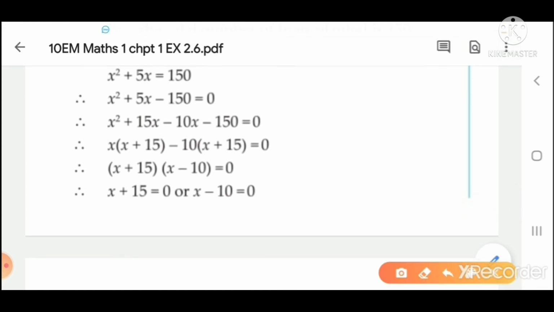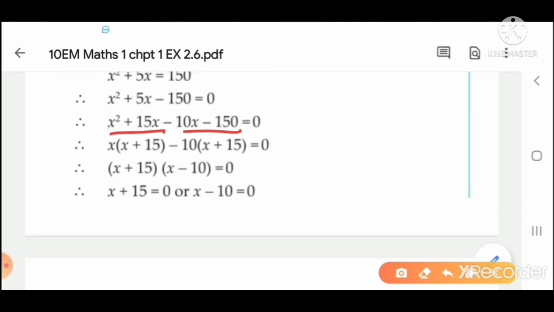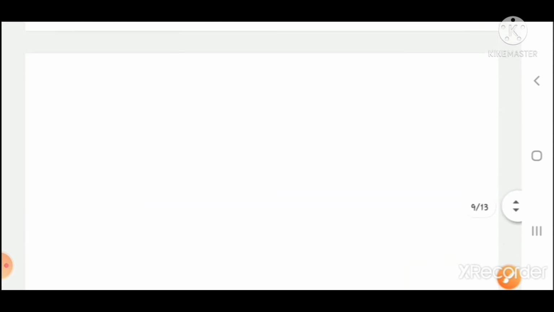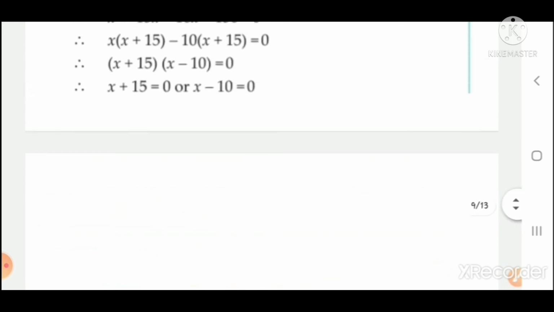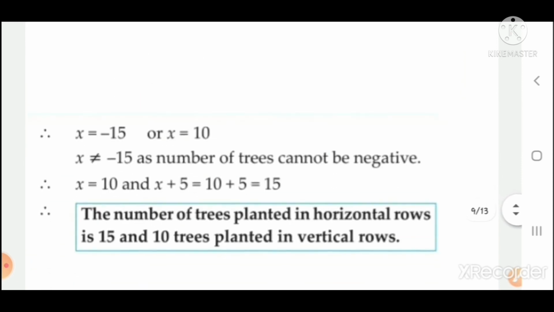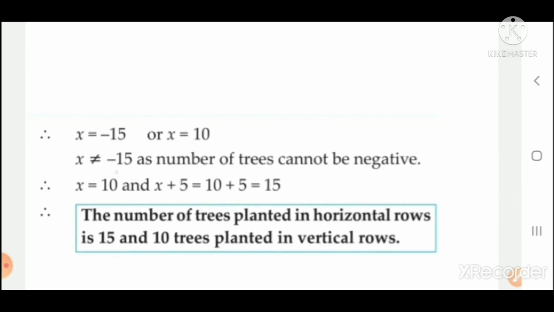Then you have to take out the common from here and then common from here. Here what is common? x. So x plus 15, and from the other, minus 10 common, x plus 15. So here x plus 15, x plus 15 is same. So write it once and then write x and minus 10 in one bracket. So you got x plus 15 equal to 0 and second x minus 10 equal to 0. Therefore x is equal to, here plus 15 goes on the right hand side, becomes minus 15, and here minus 10 goes on the right hand side, becomes plus 10. So therefore x cannot be equal to minus 15, as the number of trees cannot be negative.